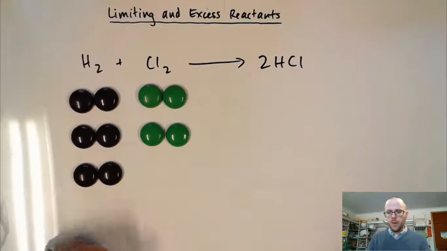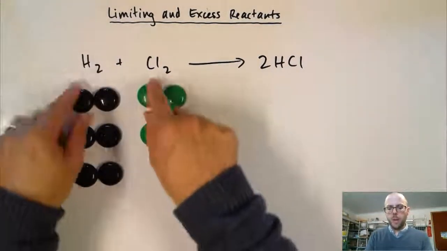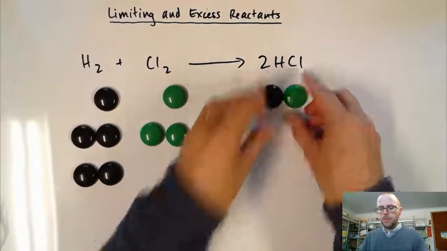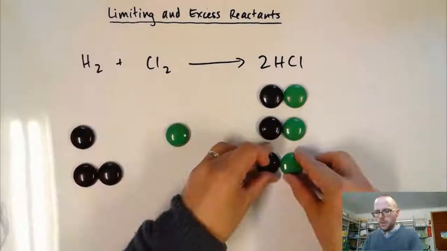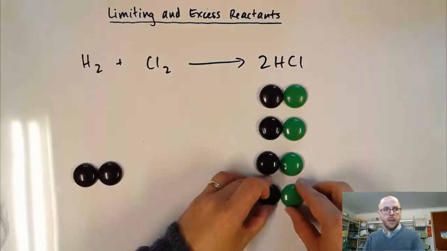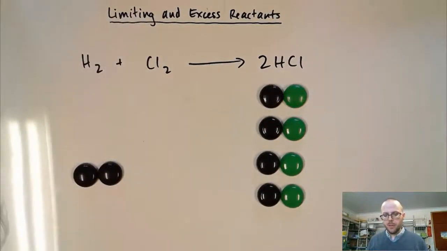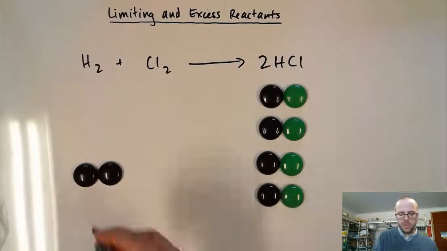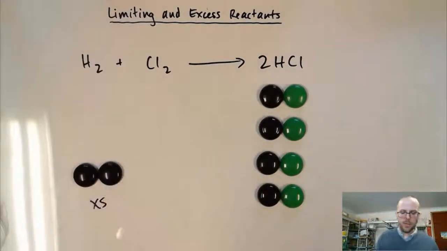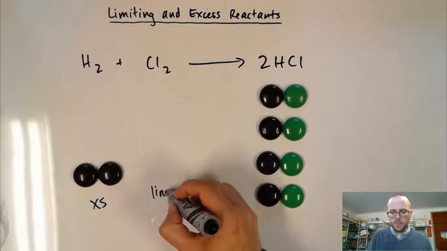Okay, so I know that I need one H and 1 Cl for every molecule over here. Another one, and another one. And now I've run out. I have 1 molecule of H2 left over. So this one was in excess. I'm just going to do a little abbreviation here. And then this one was limiting.